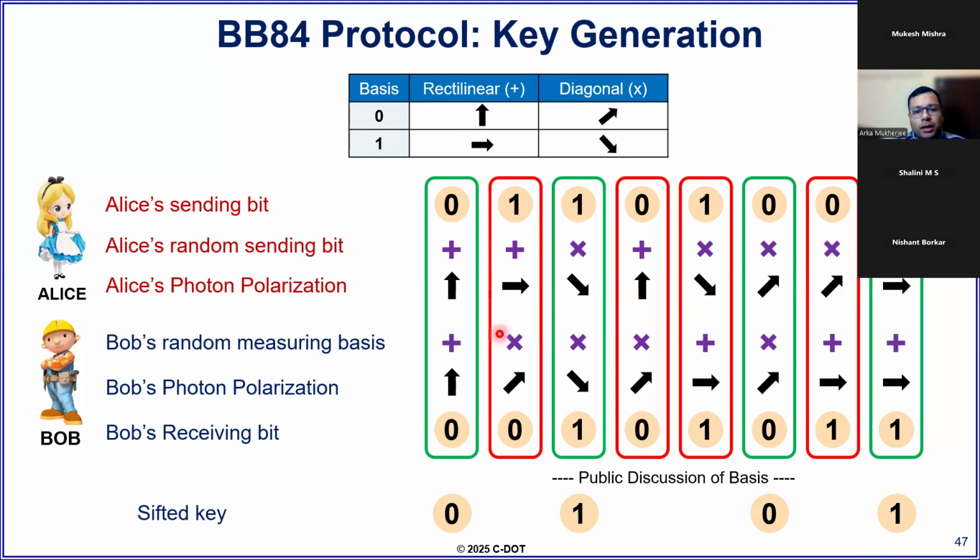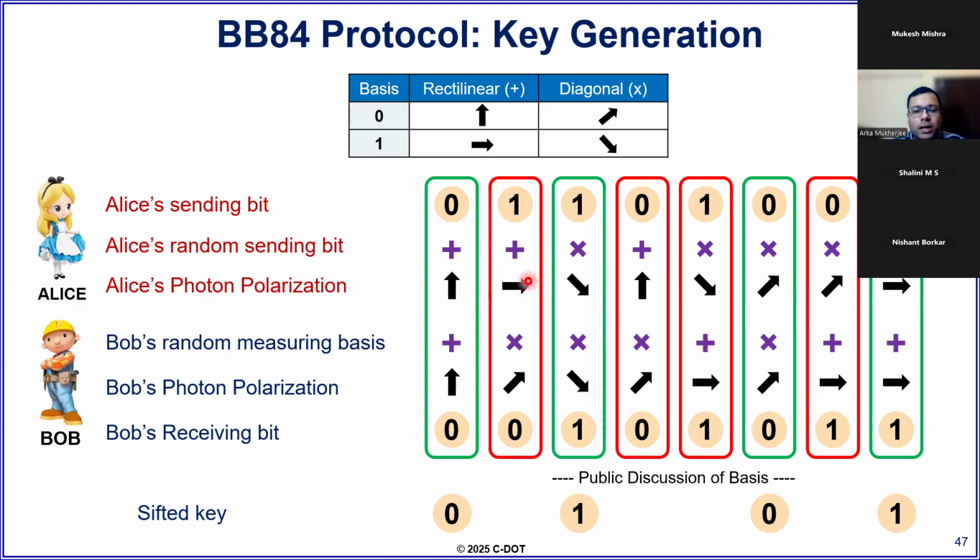Now at Bob's end, Bob will again choose the basis randomly. This basis choice and this basis choice are purely random, based on some random data source. If there is a match in basis, then only we will get the correct result. In this case, Alice sent 0 using the rectilinear basis, so Bob measured it using the rectilinear basis, and we recovered 0. Here we did not recover, because Alice sent in the rectilinear basis, so it was a horizontally polarized light, while measured in the wrong basis we got it as a diagonal polarized light. So this is wrong, and that's why we discarded it, because the basis did not match.